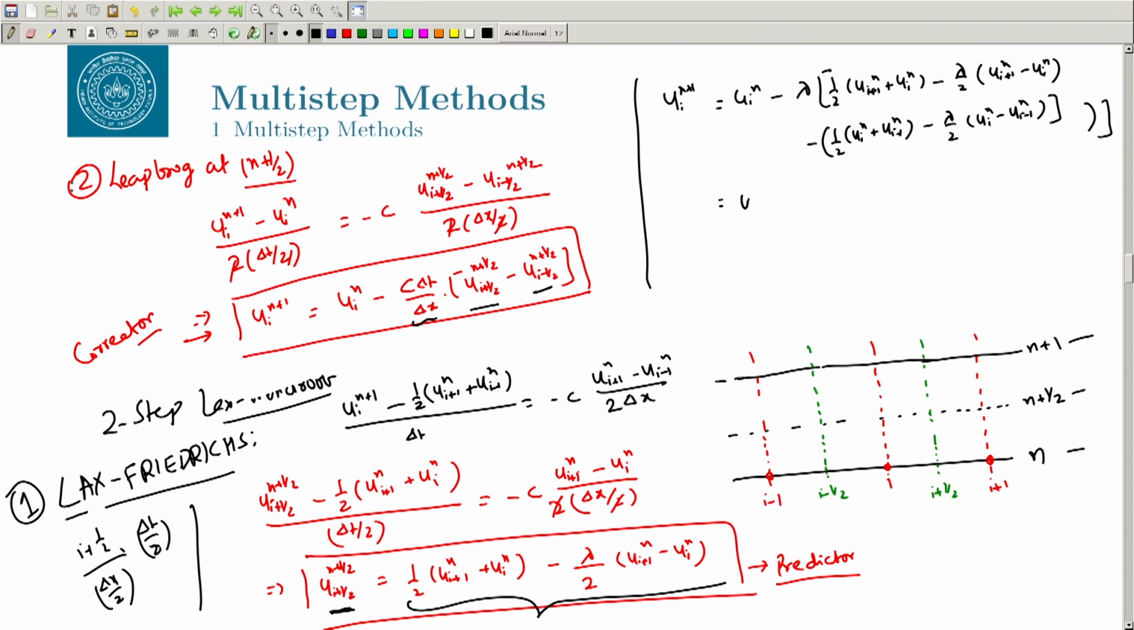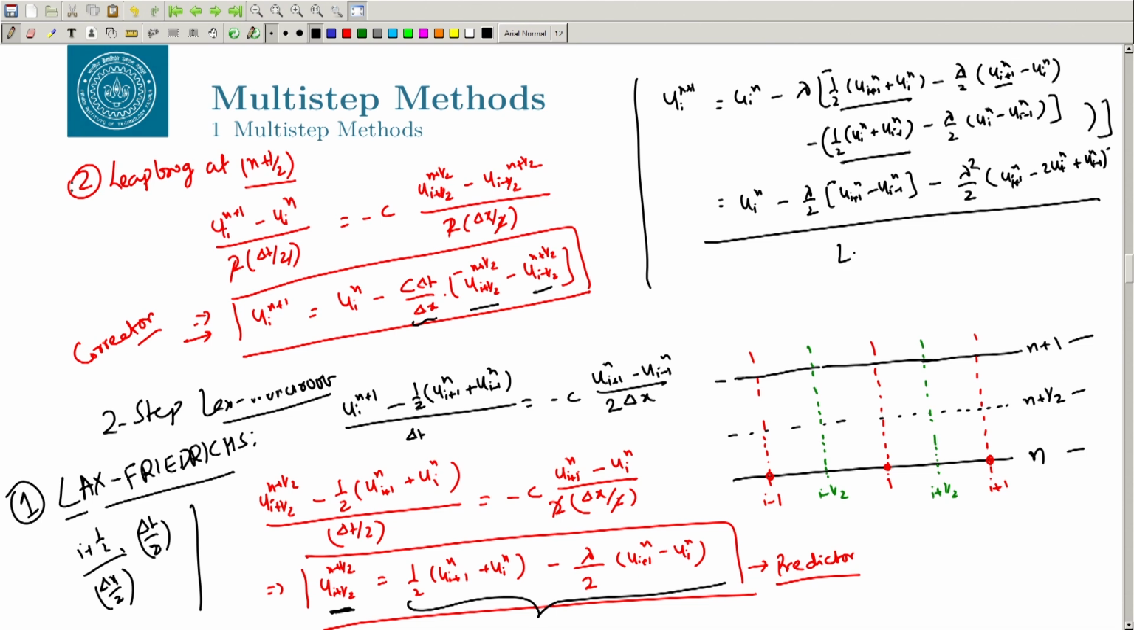Okay, so you can combine both of them. So, u_i^n, I am collecting all the lambda terms, minus lambda by 2 times (u_(i+1)^n - u_(i-1)^n), right. And then we have lambda square by 2 times (u_(i+1)^n - 2u_i^n + u_(i-1)^n), right, and you can see that this is nothing but the Lax-Wendroff scheme.